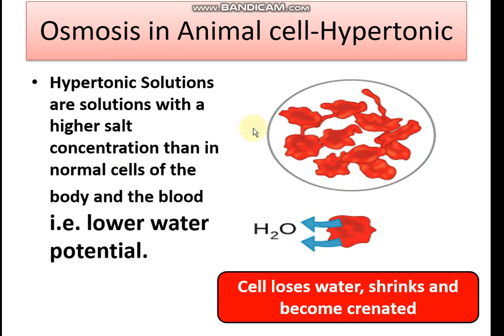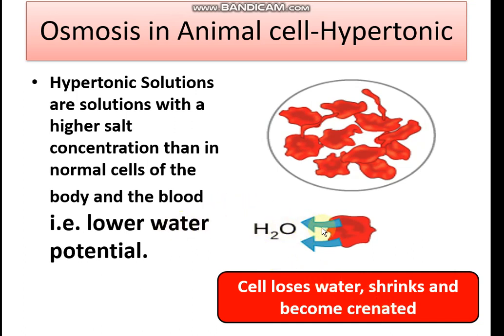Now talking about the hypertonic condition, if we place the animal cells in hypertonic conditions, in which there is a higher salt concentration, a higher solute concentration outside the cell as compared to the inside of the cell. As a result, water will move out of the cell by the process of osmosis, and the cell will lose water and shrink. The specific term that we use for a shrunken animal cell is crenated. The cell will become crenated.